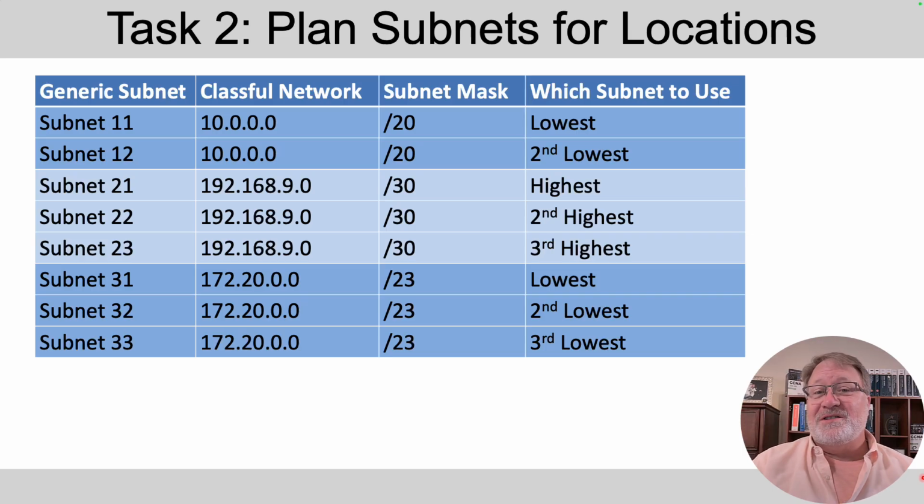Once you had calculated all the subnet IDs, task 2 was straightforward other than sifting through all my instructions, all right? So that might have been the struggle in task 2. So in the instructions, I had this table that said subnets 11 and 12 needed to use subnets of network 10, but specifically subnet 11 uses the lowest subnet ID and subnet 12 is the second lowest. Also, subnets 21, 22, 23, subnets of Class C network 192.168.9, but they respectively use the highest, second highest, and third highest subnet IDs, and similar rules here for network 172.20.